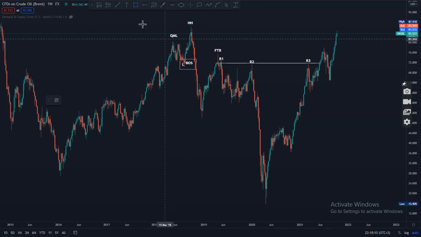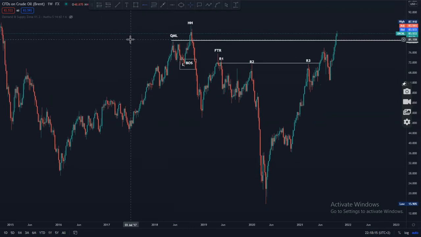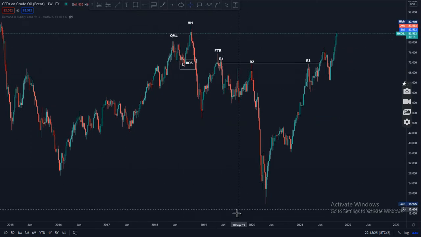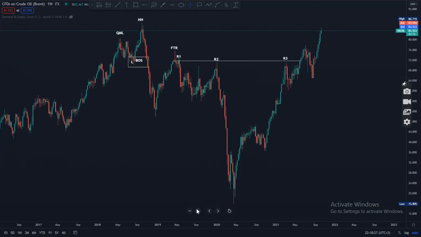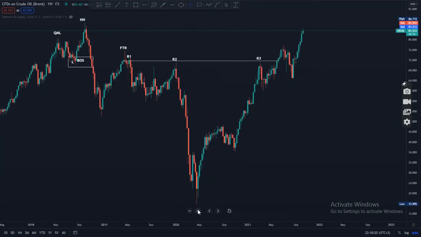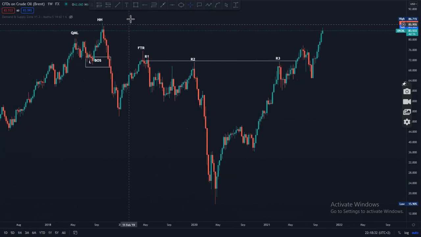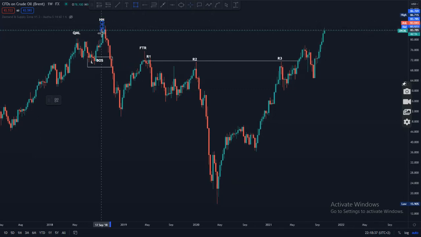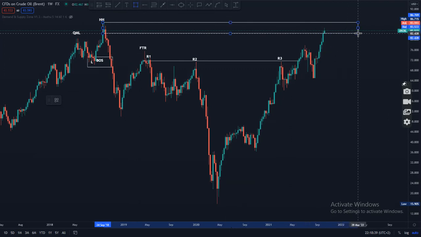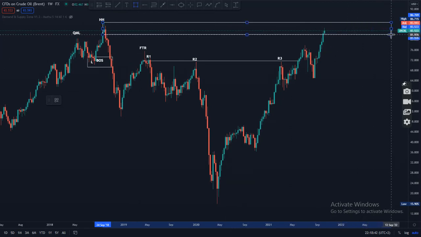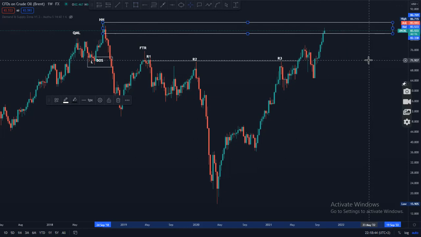So our QML is here. Let's try to put a line at this level. You can see that this market actually went through our QML level. Therefore, we look for a level where the market is most likely to react from, which is the fresh supply zone. And if we look closely, remember, how do you define a supply zone? It's a fresh, untouched one. So we want a fresh supply zone. So I can do it like that.